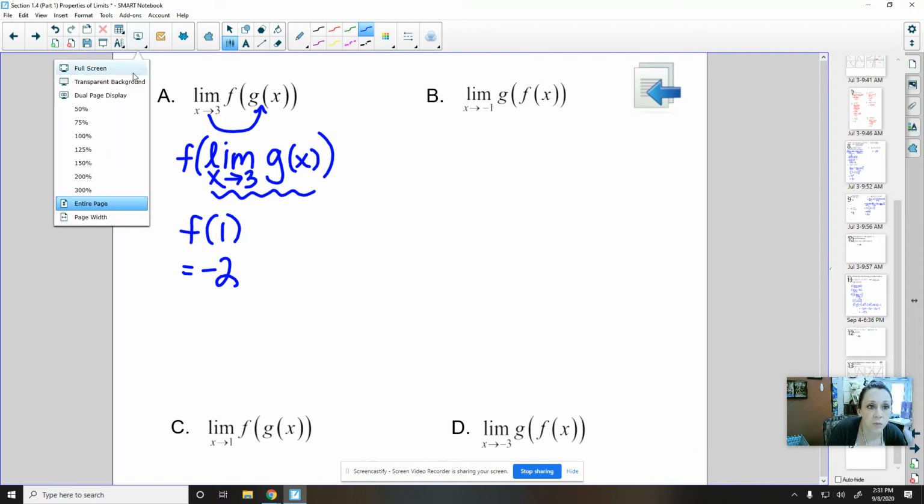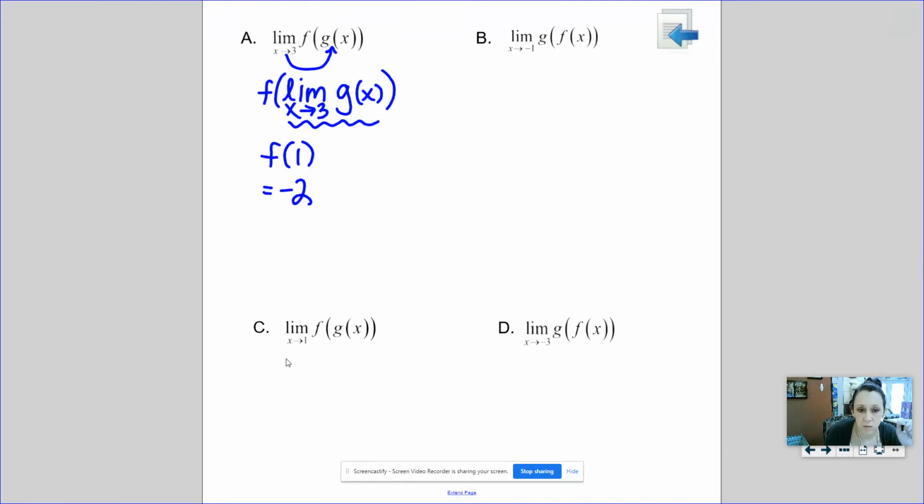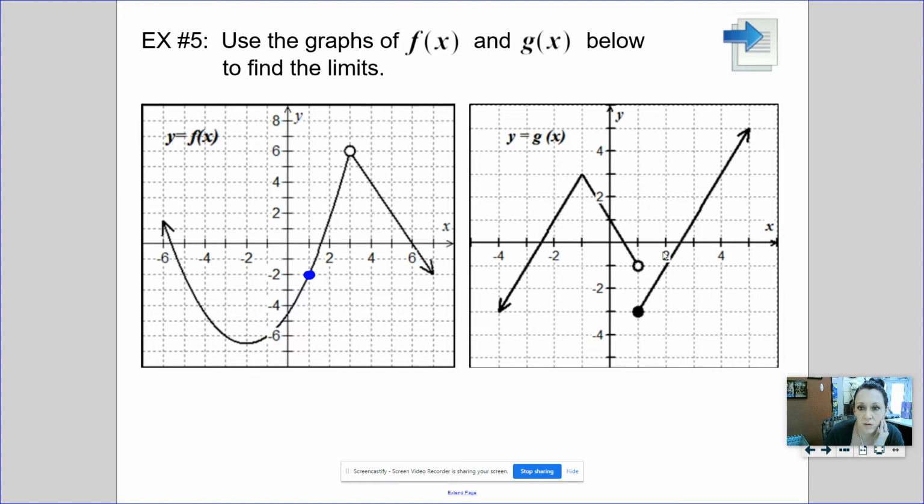Okay, let me get some more room here, hold on. There we go. Okay, C, same property, so initial procedure will be the same. Move f to the front, write the limit as x approaches 1 on the inside with g of x. Okay, step 2, find the limit as x approaches 1 of g of x. So g of x as x approaches 1. Okay, now, this is interesting. So if you try to find the limit from the left side, you would get -1. And from the right side, you would get -3, which are not the same.